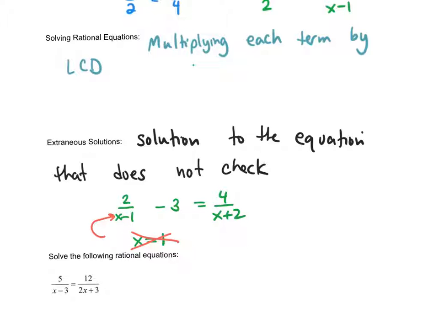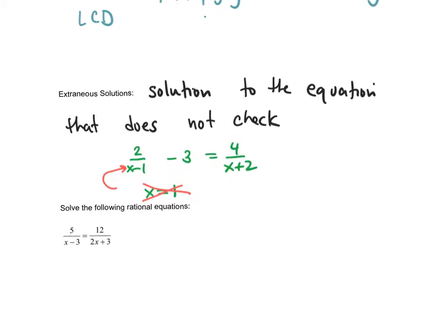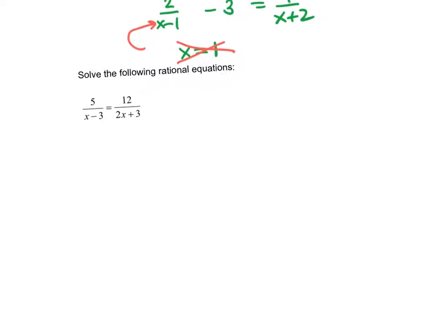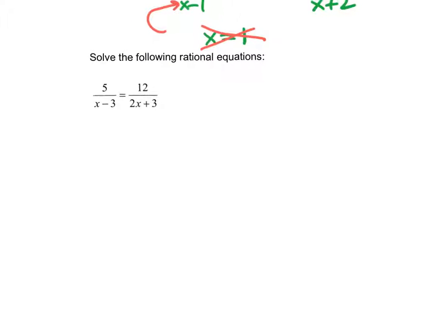So let's look at a really easy one to start, and then we'll look at some ones that are a little trickier. This says solve the following rational equation. We said we're going to multiply everything by the LCD, so I should probably figure out what the LCD is. If I look at the denominators here, I see x minus 3 and 2x plus 3. They're not the same, they really have nothing in common. So our LCD is simply going to be both of those: (x minus 3)(2x plus 3).